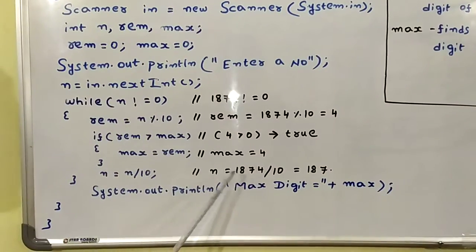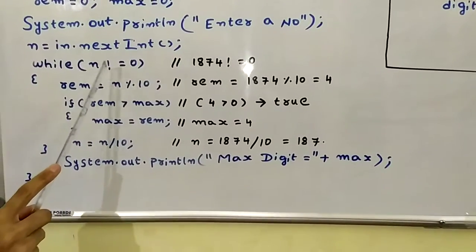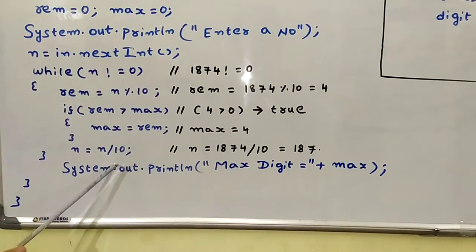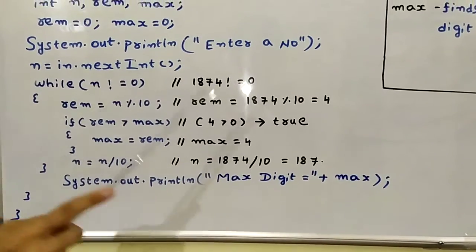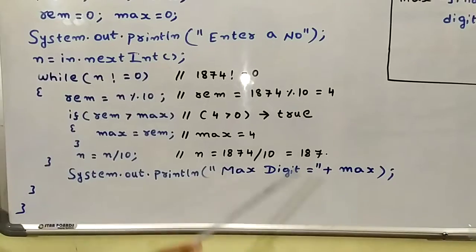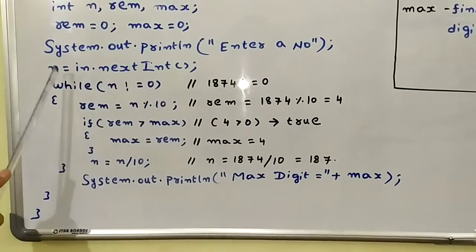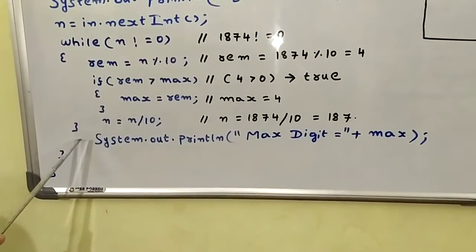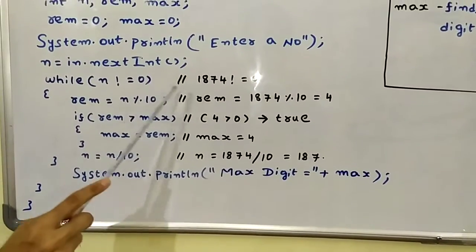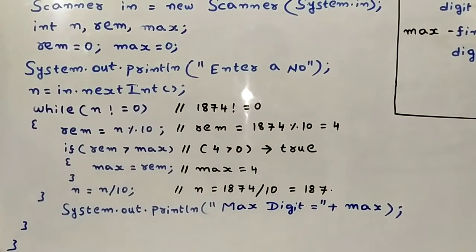n is equal to n by 10, n is equal to 1874 by 10, 187. This 187 is again not equal to 0, so again it enters the loop, and again the set of statements is performed, and so on, till 187 becomes 18, 18 becomes 1, 1 becomes 0. When 1 becomes 0, the iterations are going to stop and the loop is going to get terminated. By the time the loop is terminated, the max digit is equal to 8, because in 1874, 8 is the maximum digit. So therefore, 8 is going to get displayed.